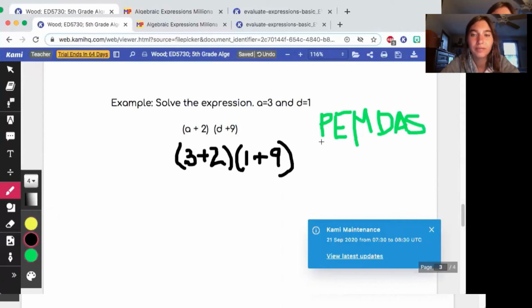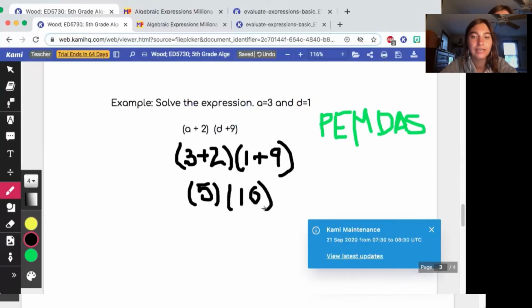So we know that the P equals parentheses. So there's 2 parentheses, so let's do that first. So 3 plus 2 is 5. And 9 plus 1 is 10.